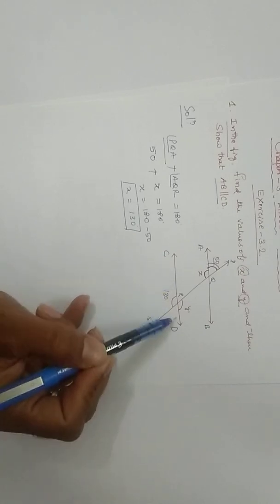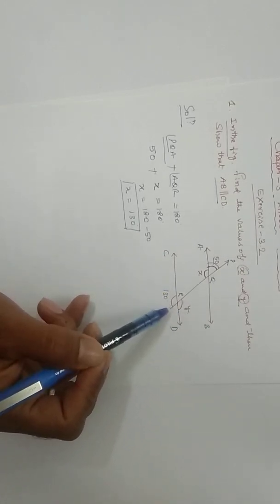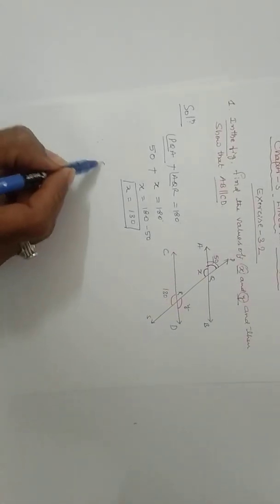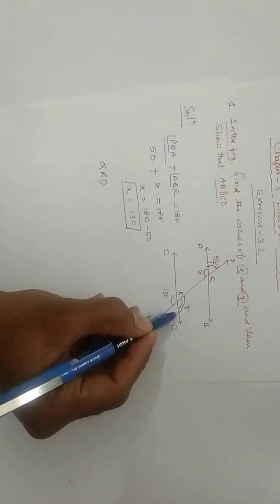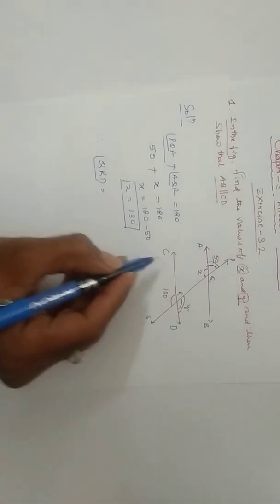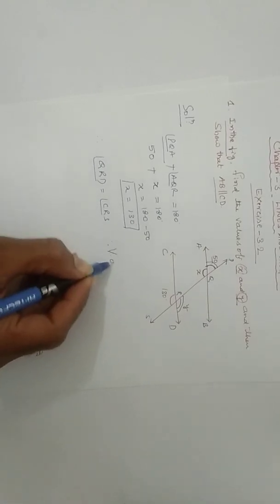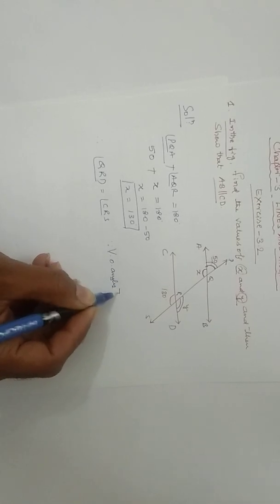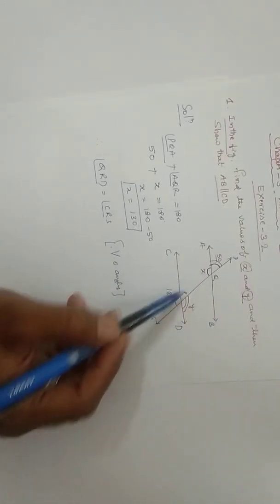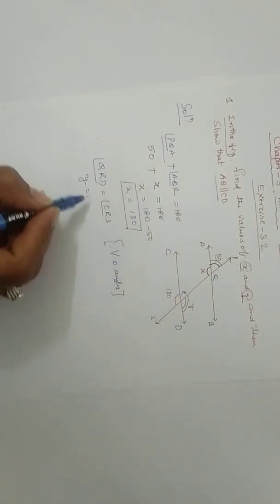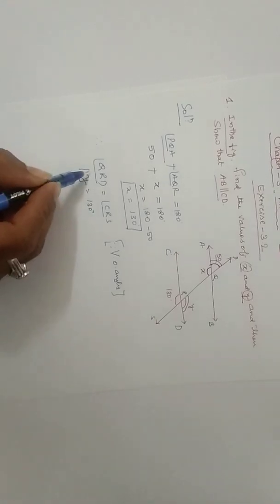These two lines are intersecting each other, so the vertically opposite angles that are formed will be the same. Therefore, angle QRD is equal to CRS. This is because of vertically opposite angles. So what is the value of QRD? That is y. Then what is the value of CRS? It is given as 130 degrees. So what is the value of y? The value of y is 130 degrees.